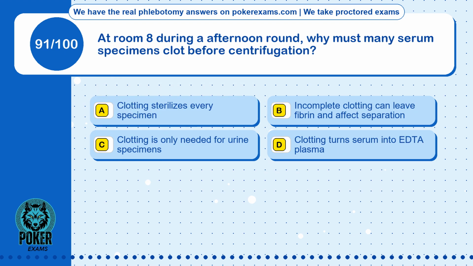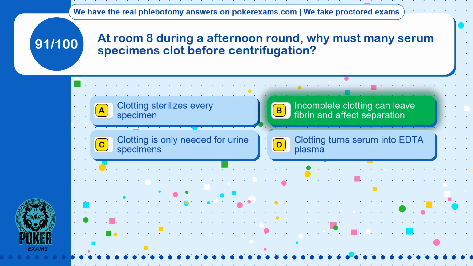Question 91. At room 8 during an afternoon round, why must many serum specimens clot before centrifugation? Option A, clotting sterilizes every specimen. Option B, incomplete clotting can leave fibrin and affect separation. Option C, clotting is only needed for urine specimens. Option D, clotting turns serum into EDTA plasma.